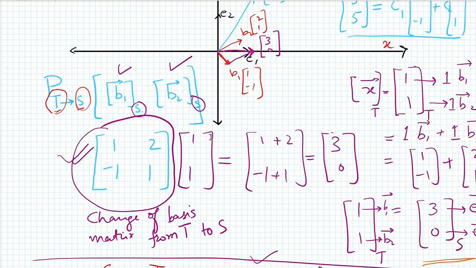So if we apply this matrix on our vector (1, 1), which we converted here also, then I again get (3, 0), and this (3, 0) is its component in the S basis, or in the language of the S basis. So this is the change of basis matrix from T to S.